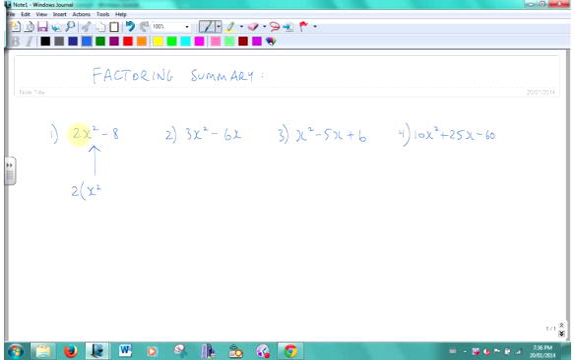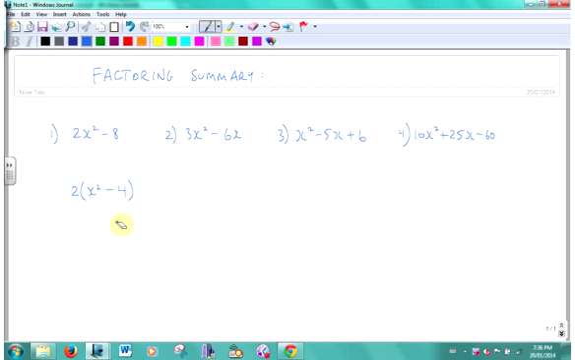So when I take a 2 out of 2x squared, I divide the 2 away. What do I have left? I have x squared. And when I take a 2 out of 8, when I divide a 2 away from 8, what do I have? I'm going to have 4. Okay? So check it as you do this. If I multiply this back again, I get 2x squared. Okay? And I get 2 times negative 4 is minus 8. This is the same as this. I can't change it. Okay? It has to be the same thing or I made a mistake.